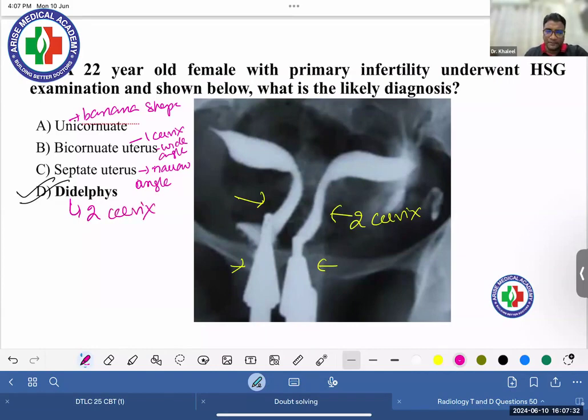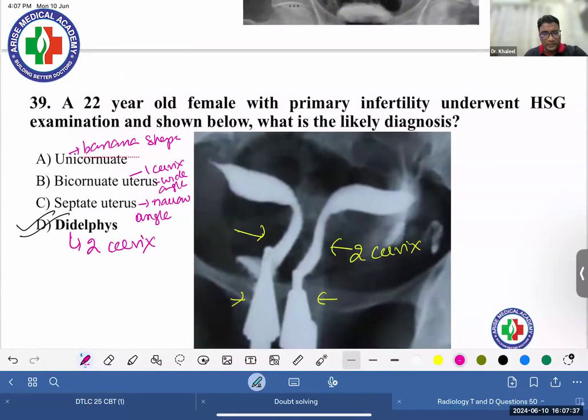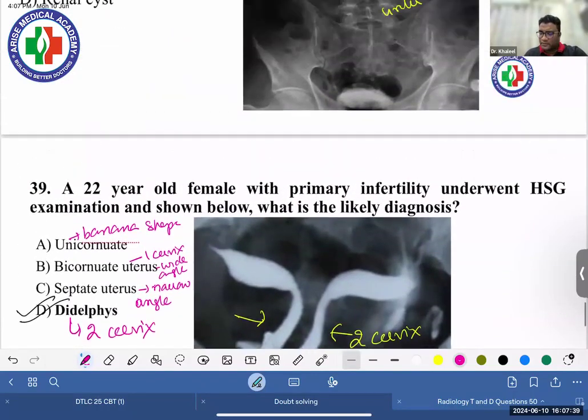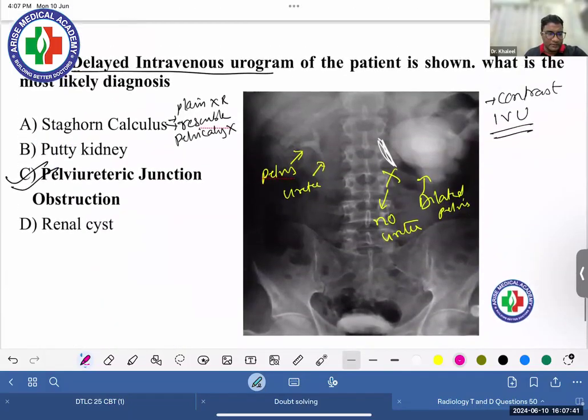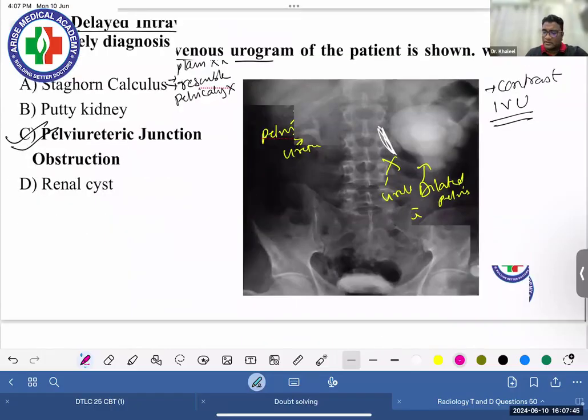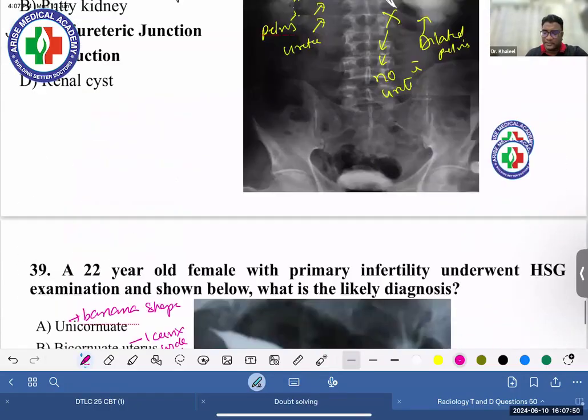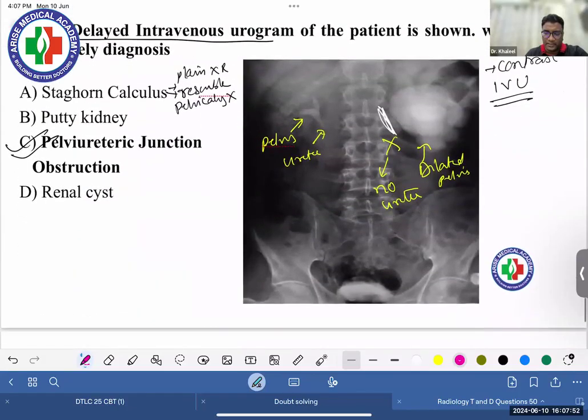This is didelphys. Why not A? For which one are you asking? Which question? Staghorn calculi. 38, you are saying. Okay. 38, because it is not a plain X-ray. It is a delayed intravenous urogram. Right? That is the reason. The contrast is there, not going out.